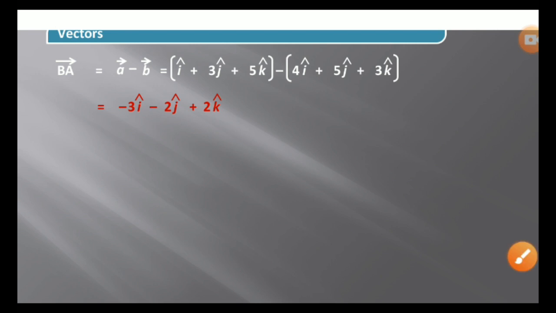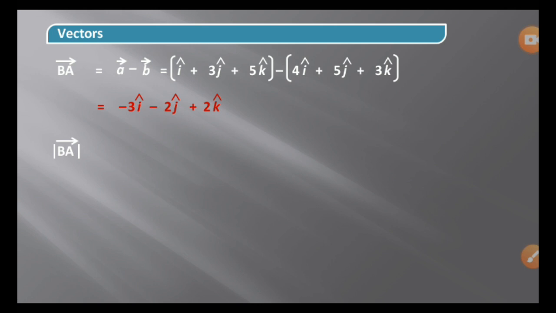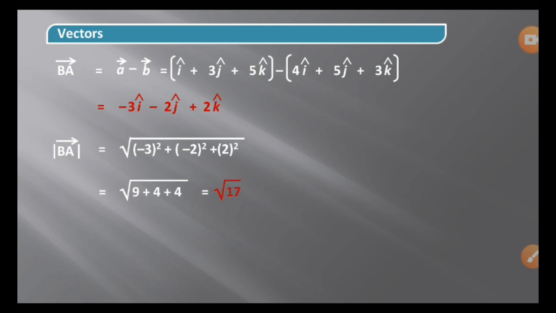Now we will find out the magnitude of vector BA, that is equal to the square root of minus 3 square plus minus 2 square plus 2 square. So this will be written as the square root of 9 plus 4 plus 4. Therefore that is equal to the square root of 17.